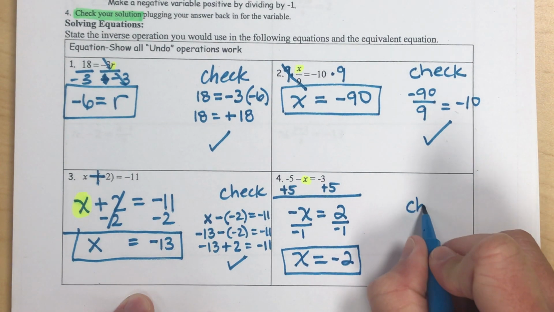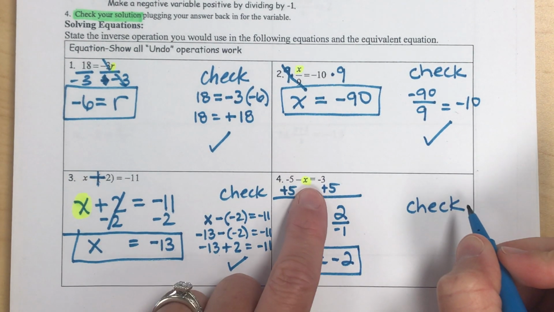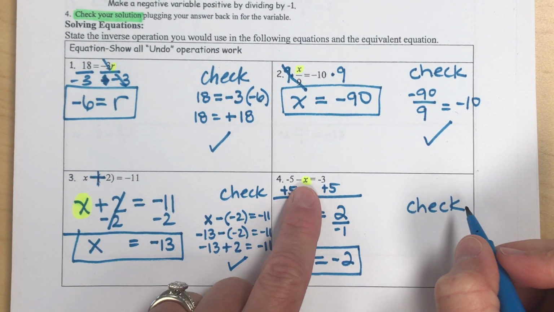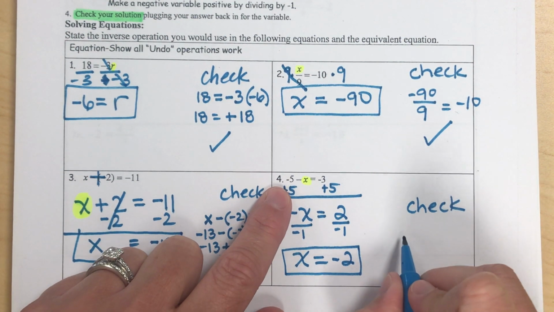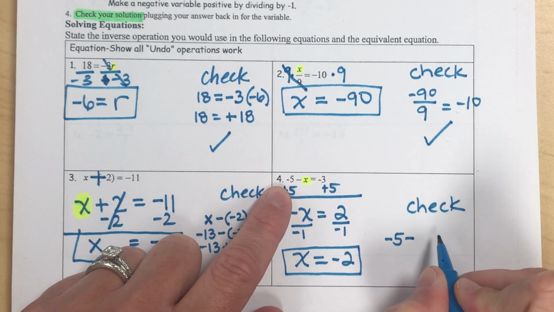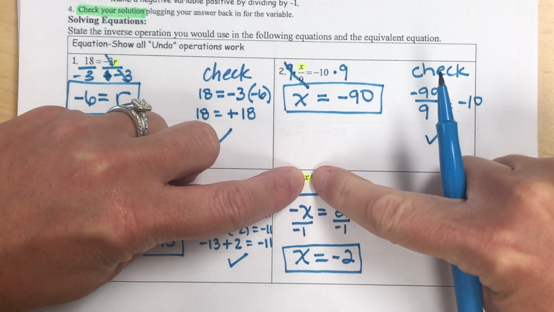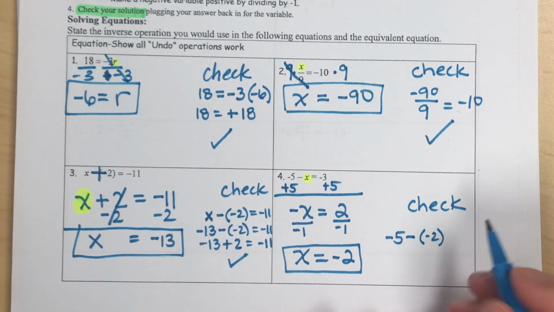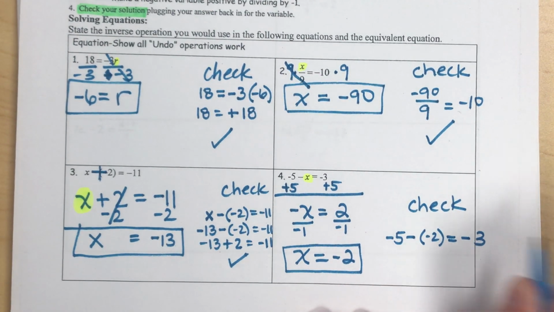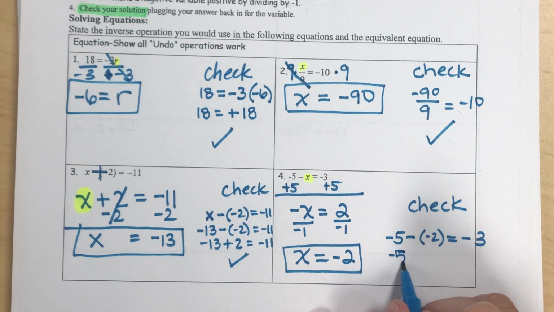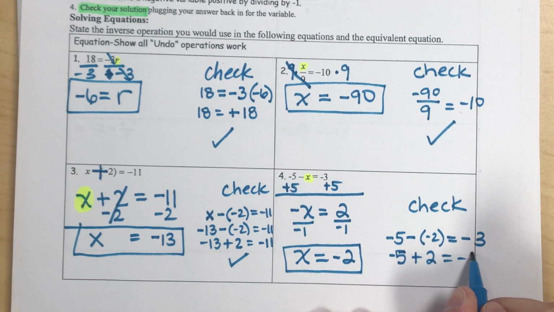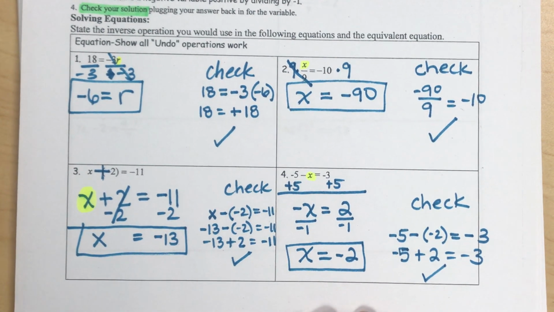Don't forget, you should always check your work. So if I substitute in my negative 2 here, my equation would read negative 5 minus the x value of negative 2. So notice how I'm plugging in that x, a negative 2. That should equal negative 3. Is it true to say that negative 5 plus 2 is equal to negative 3? Yes, it is. Great job.